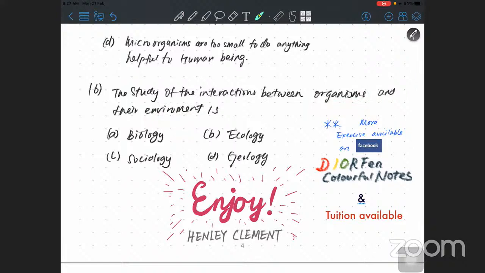Environment will be such as habitat. Okay. Temperature. Okay. Weather. Sorry. Okay. So is it about biology? Sociology. Sociology is an interaction between humans, right? Geology and ecology. So the answer for this one will be ecology, right?